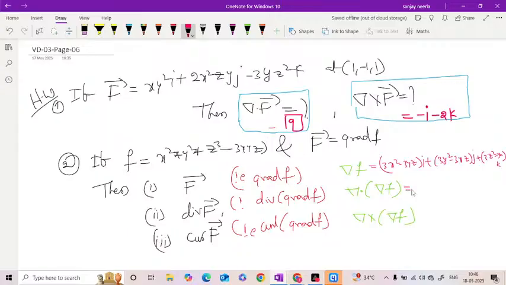Next result. Now it is a scalar. Del dot gradient of f is definitely a scalar. The scalar result is 6x plus 6y plus z.